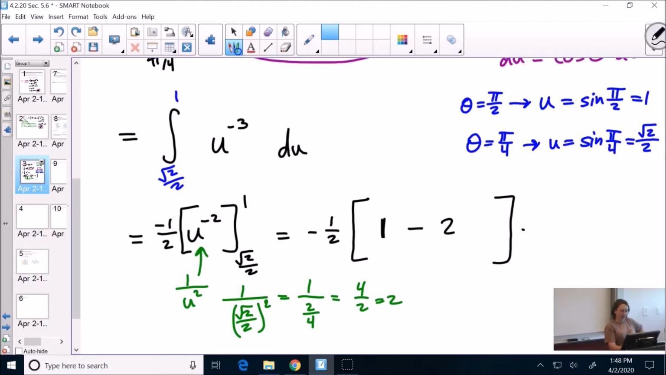Alright, so negative 1 half out front. Inside we end up with a negative 1, so the final answer is 1 half. There we go.